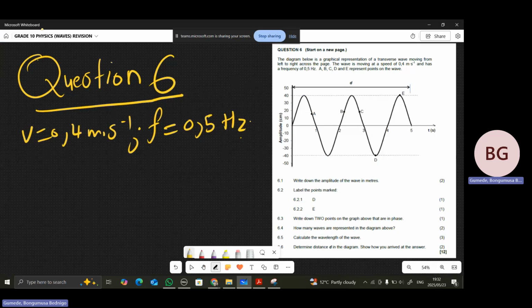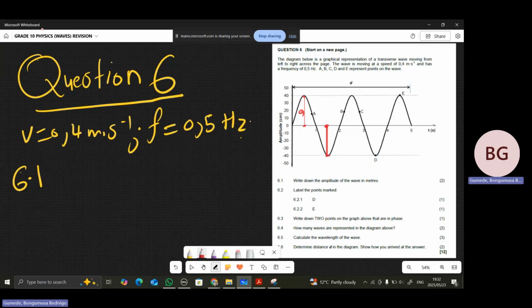All right, 6.1. Just answer the questions. 6.1 demands that you find the amplitude of the wave. We know that the amplitude of the wave can be measured from the rest position of the wave to the crest. So this is the amplitude, or you can use your trough to measure. Basically, that's the maximum disturbance of particles on that wave.